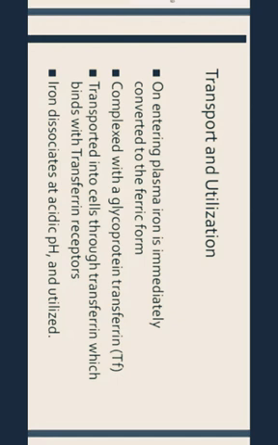Endocytosis occurs with the transferrin receptor, so that the iron dissociates from the complex at the acidic pH of the intracellular vesicle, and the released iron is utilized for hemoglobin synthesis and other purposes.